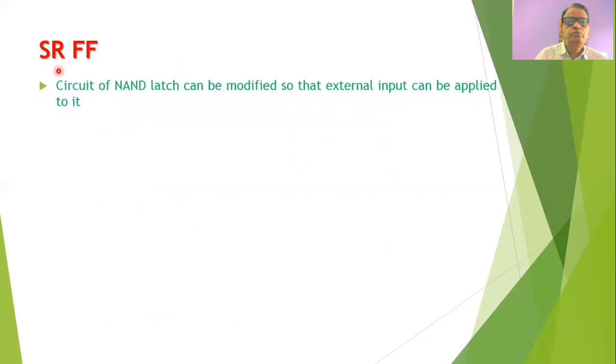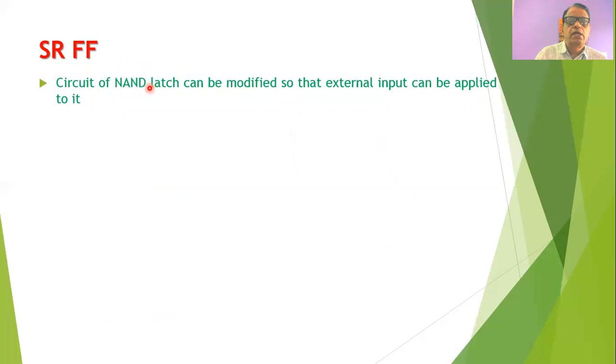Now we will go for the SR flip-flop. Earlier we have seen the circuit of the NAND latch, and in the case of the NAND latch, one can easily observe that there is no provision for applying an external input, but it is necessary to connect some external input to the circuit so that we can store whatever bit we want to store in the circuit. And therefore we can modify the circuit of the NAND latch, and such a flip-flop is called the SR flip-flop, or set reset flip-flop.